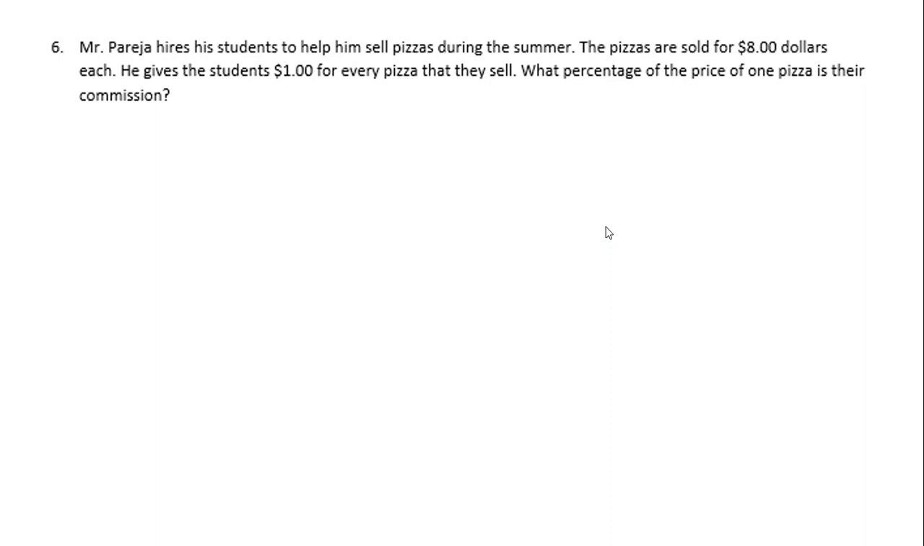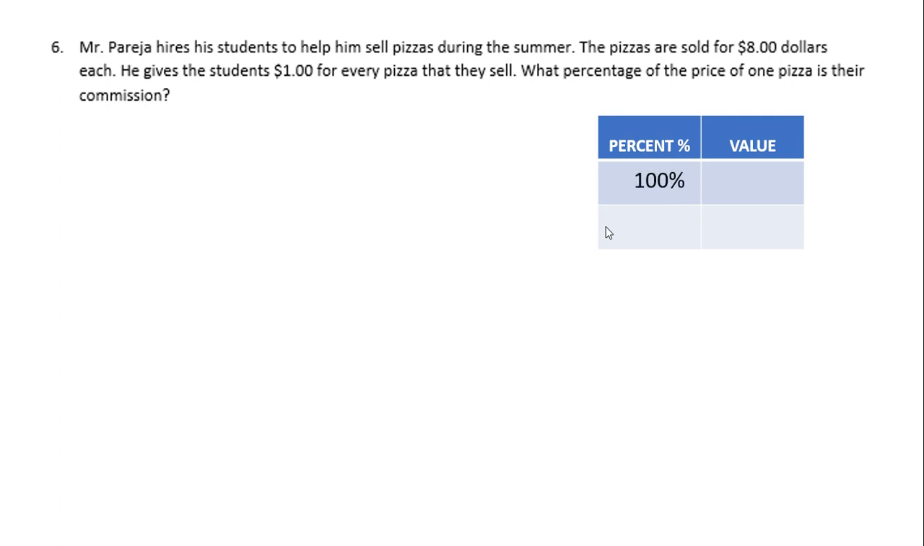This time there's nothing there for you, so you should be in the habit now of setting up both a table and model. Here's our table with some labels. You know, 100% of the sale of a pizza is $8. And we know that you get to keep $1. That's on the value side. Percent and value in our model.